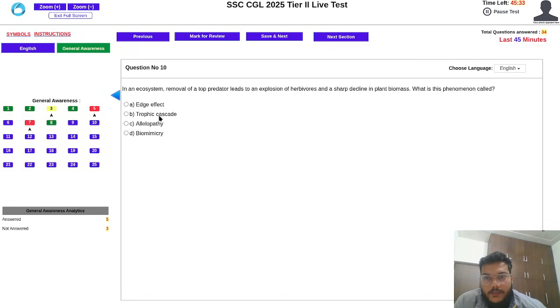In an ecosystem, removal of a top predator leads to an explosion of herbivores and a sharp decline in plant biomass. What is the phenomena called? Trophic cascade.